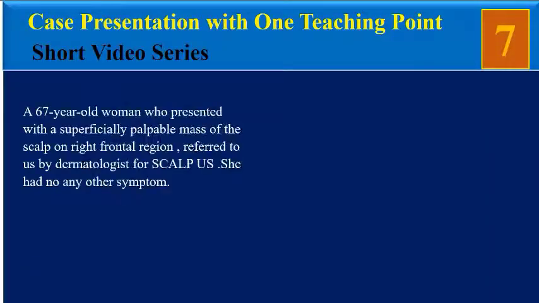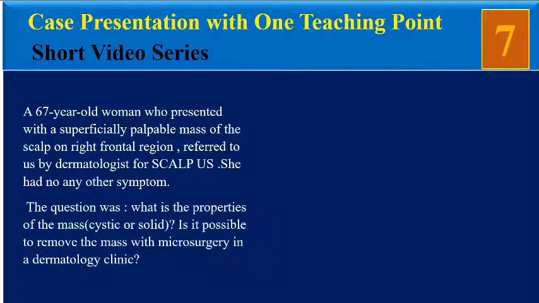A 67-year-old woman who presented with a superficially palpable mass of the scalp on the right frontal region was referred to us by a dermatologist for scalp ultrasound. She had no other symptoms. The question was, what are the properties of the mass, cystic or solid? It's possible to remove the mass with microsurgery in a dermatology clinic.